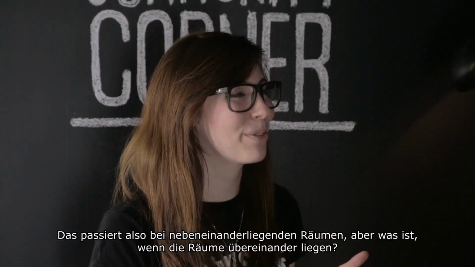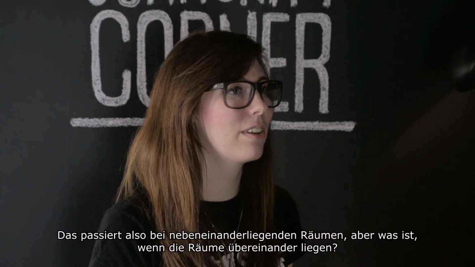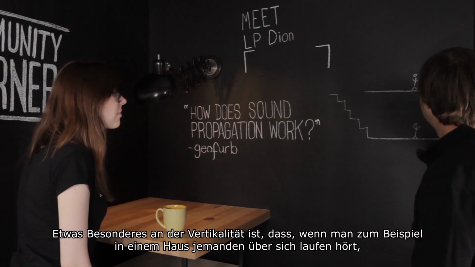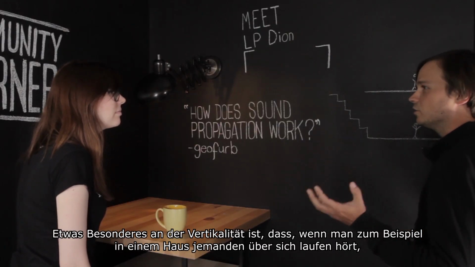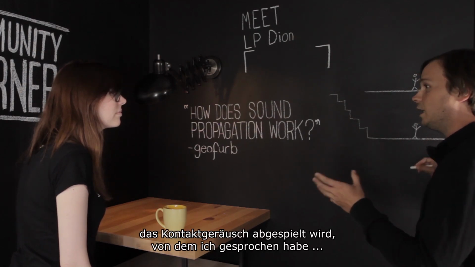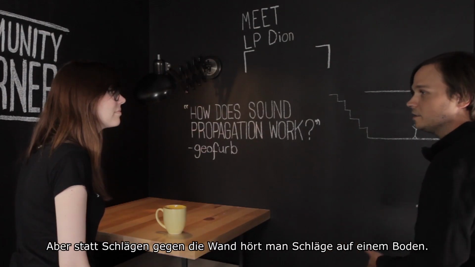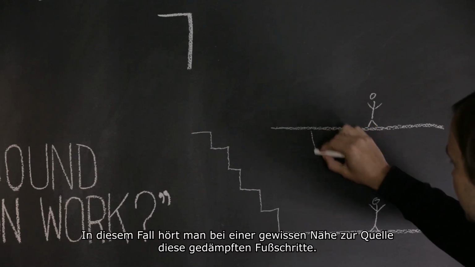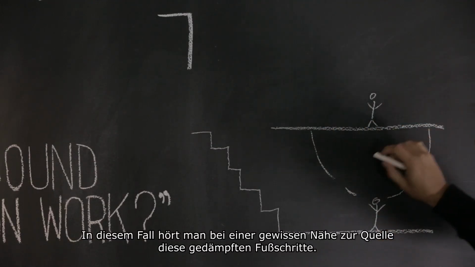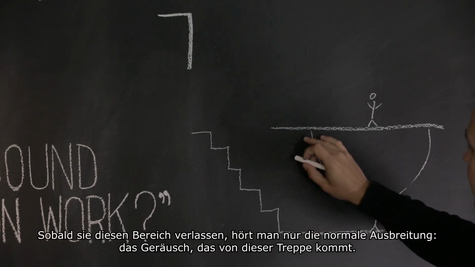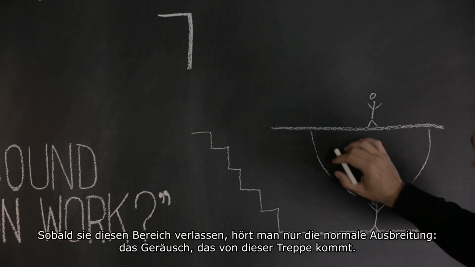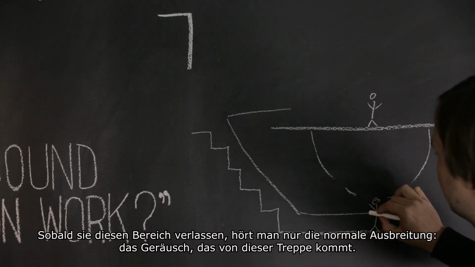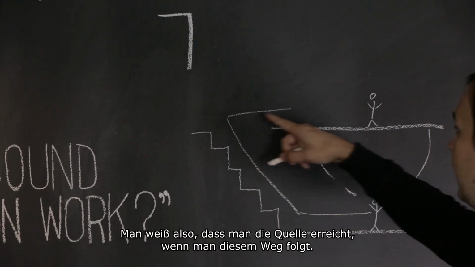Exactly. So this is what happens when rooms are next to each other, but what happens if they're on top of each other? So something very particular about verticality is that, you know, when you're in a house and you hear somebody walking over you, it's actually the contact sound I was talking to you about. But instead of hitting on a wall, you're hitting on the floor. So in a certain vicinity from, you know, hearing, you're going to hear these muffled footsteps. As soon as they get out of that type of sphere, you're going to hear the normal propagation. So you're going to hear the direct sound coming from those stairs. So you're going to know that if you follow that path, you're going to get to him.